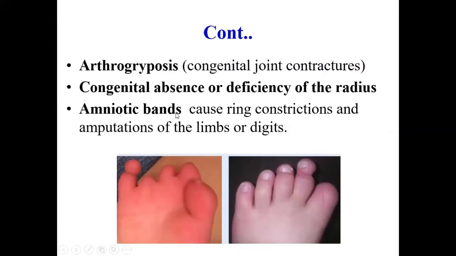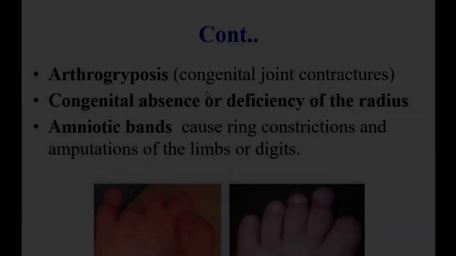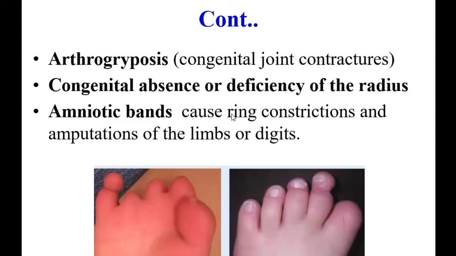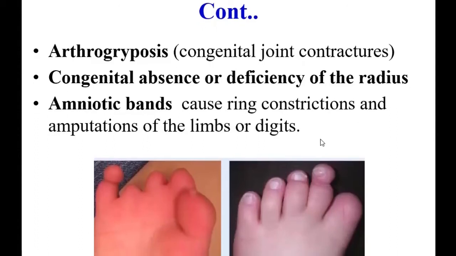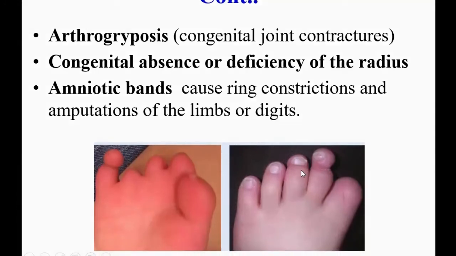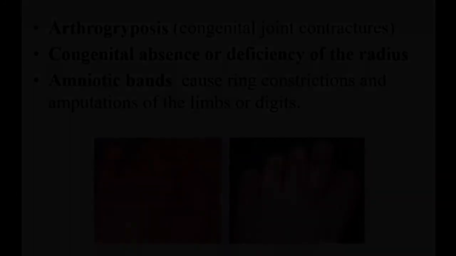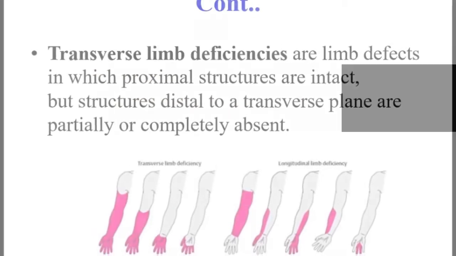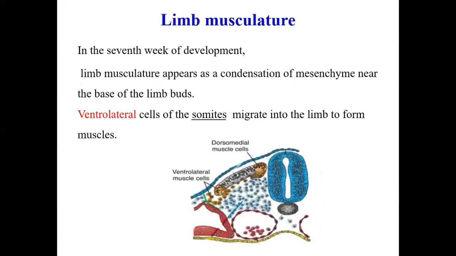There are also some important conditions like congenital joint contractures, congenital absence or deficiency of the radius, amniotic bands that cause ring constriction or amputation of the limb or digit. Congenital hip dislocation is due to underdevelopment of the acetabulum and head of the femur. So up to this is our limb development. Now we will go to the muscle development.